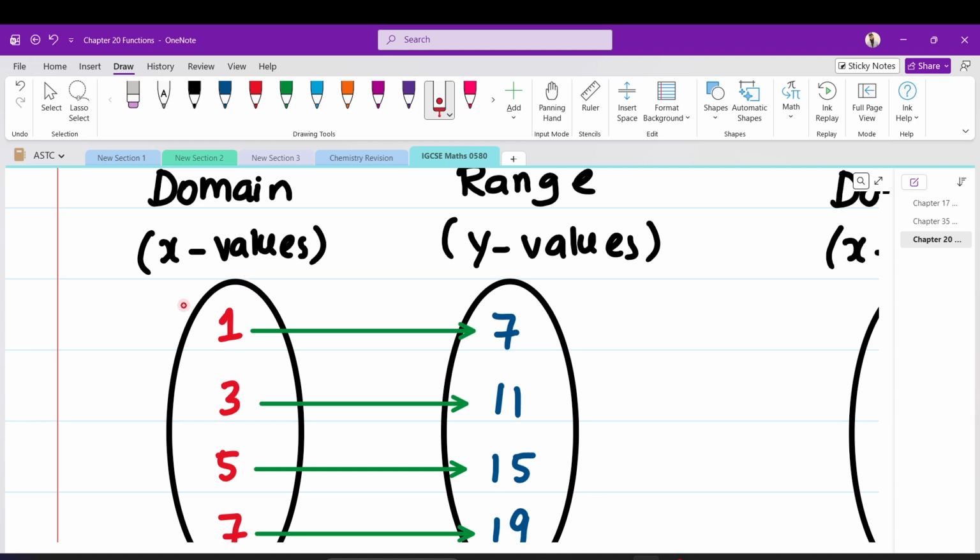So here we have the domain values, and each value of the domain is mapped exactly onto one value of the range. This is what we call a one-to-one function.